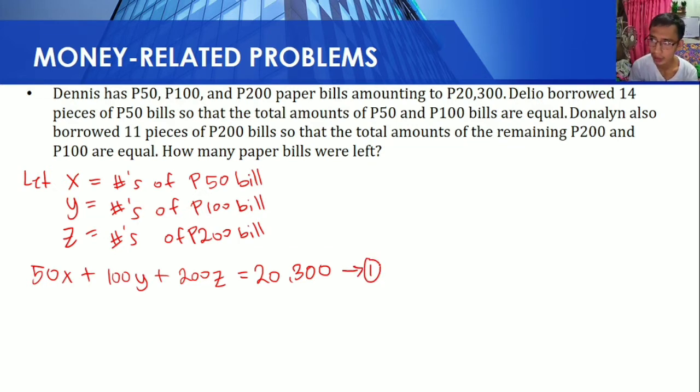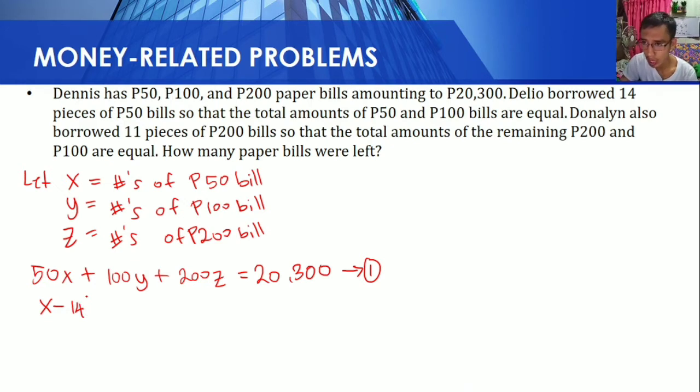Then sabi niya, Delio borrowed 14 pieces of 50 bills so that the total amounts of 50 and 100 bills are equal. So may nanghiram. So nanghiram si Delio kay Dennis ng 14 pieces ng 50 bills. So ano yung numbers of 50 bills natin? So that will be x. So nabawasan kasi nabawasan na yung na kay Dennis. So nabawasan ng 14 pieces. So magma-minus tayo dun. So x minus 14.